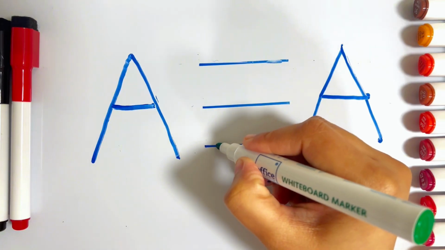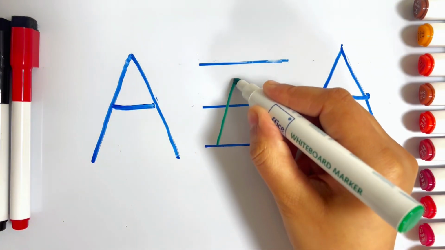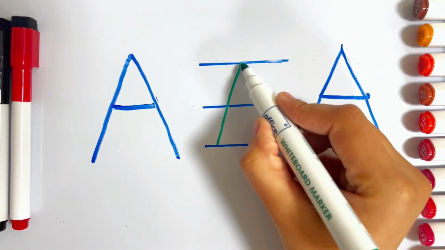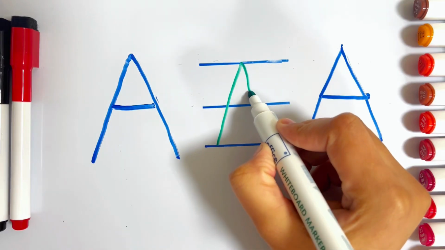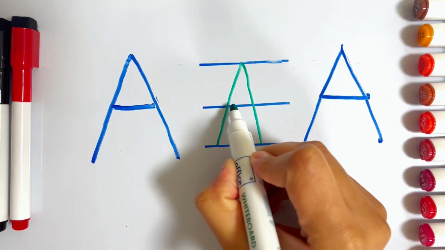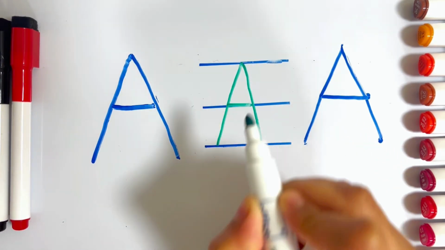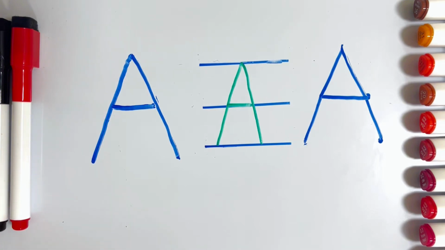Let's try writing A. A line going up. A line going down. Now a line in the middle. A.